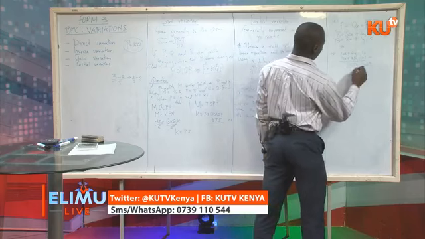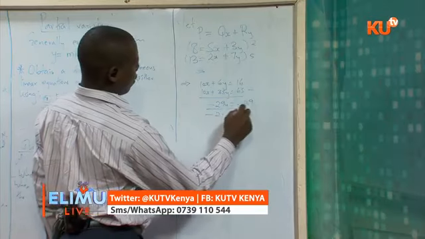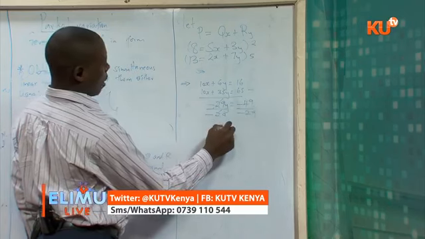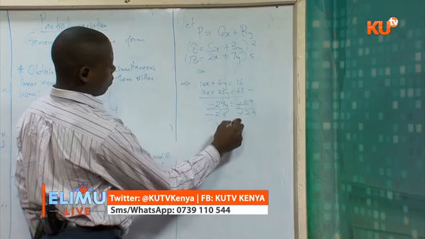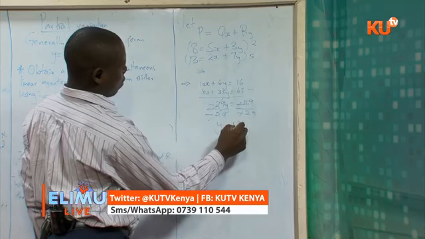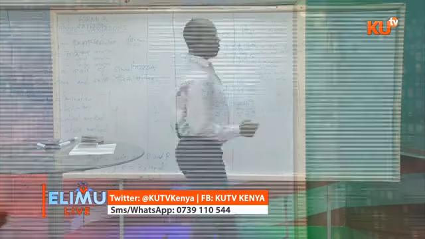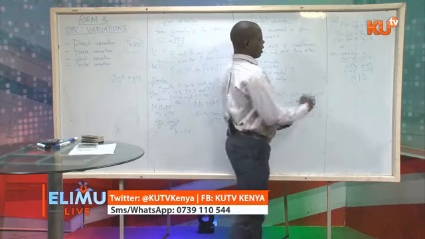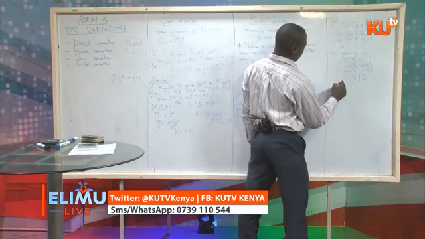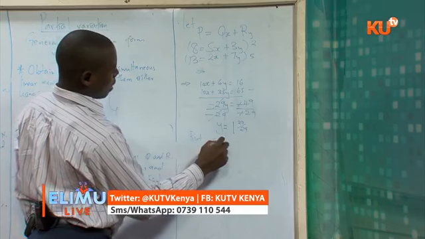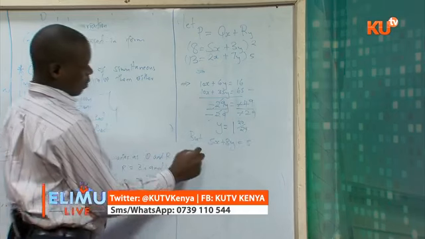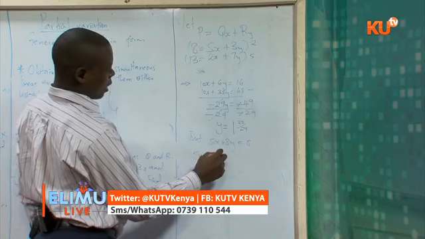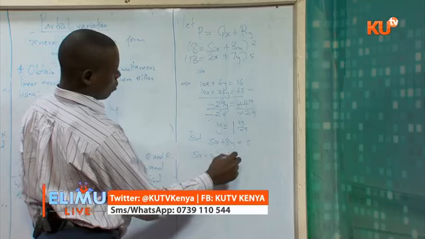To get Y, we divide by negative 29, and the negatives cancel out. Y becomes 49 over 29. That is the value of Y. We replace this in either equation so that we get the value of X. But 5X plus 3Y is 8, so we'll have 5X plus 3 times 49 over 29 equals 8.